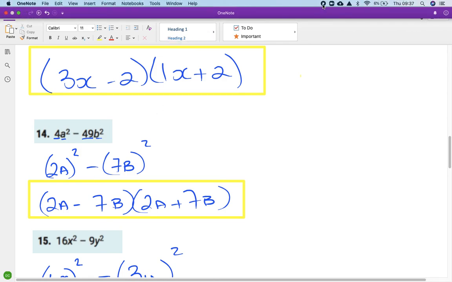Let me know if there's any issues. Like clearly I divided 10 by 2 and got 8 there, so if I made any mistakes around, do let me know.